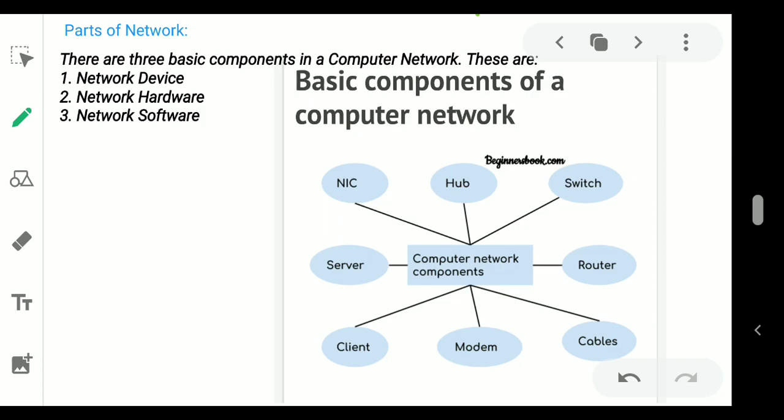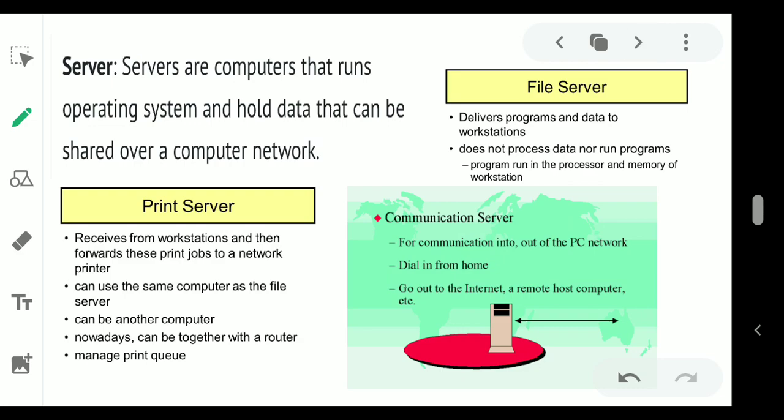So on the basis of this, there are three basic components in the network. Number one is network device. Number two is the network hardware. Number three is the network software. In the picture you are able to see the basic components of the network. Now we will start with the topic of network devices.